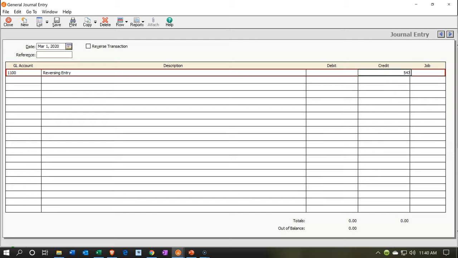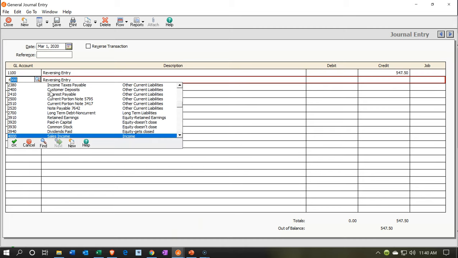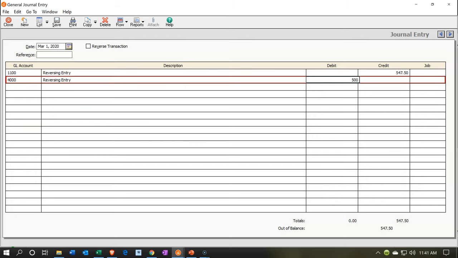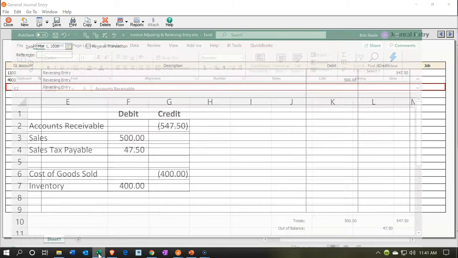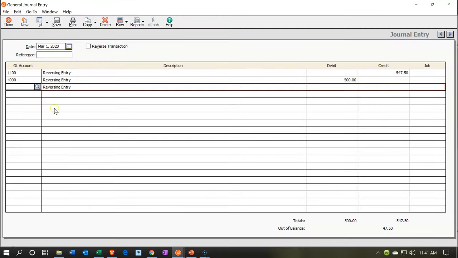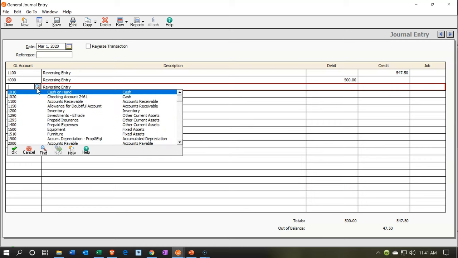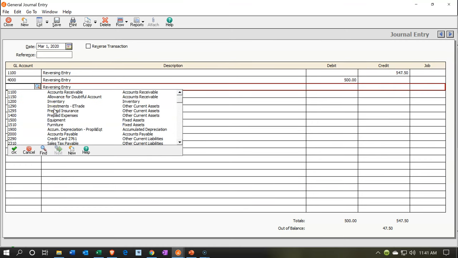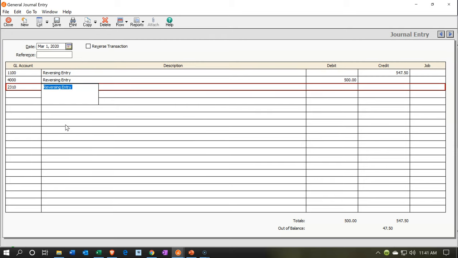Credit 547.50. And then the other side is going to be to sales, which I think is 4,000. That's going to be a debit of 500. I'm pretty sure. Let's double check. I'm almost positive. The debit 500, and then the sales tax payable. Let's go into the sales tax payable, and that's going to be a liability. So there it is. That's going to be for the 47.50.